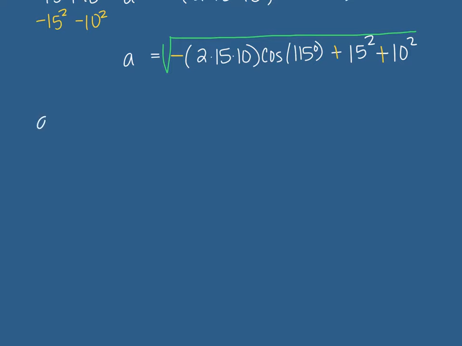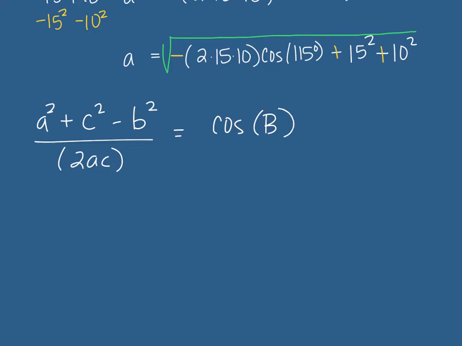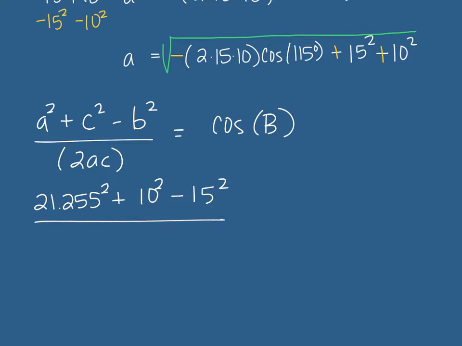And so if I'm going to do angle B, that means I need to do a squared plus c squared minus b squared over 2ac, and that will equal cosine angle B. So pretty much you're going to need the law of cosines twice for every problem. So this would be 21.255 squared plus 10 squared minus 15 squared, all over parentheses 2 times 21.255 times 10 equals cos B.